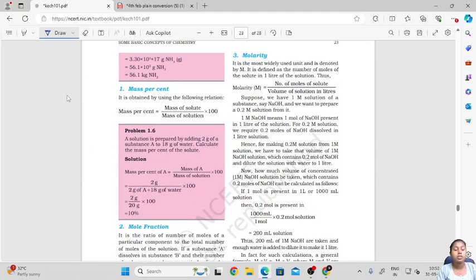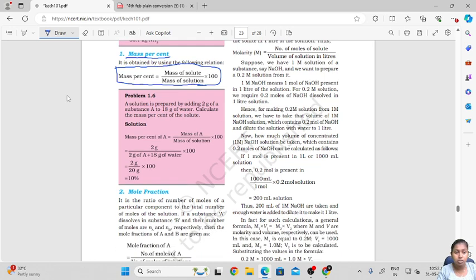So the first one is the mass percent. It is obtained by using the following relation. So what is the formula for mass percent? Mass percent equals mass of solute divided by mass of solution multiplied by 100. For example, a solution is prepared by adding 2 grams of a substance A to 18 grams of water. Calculate the mass percent of the solute.